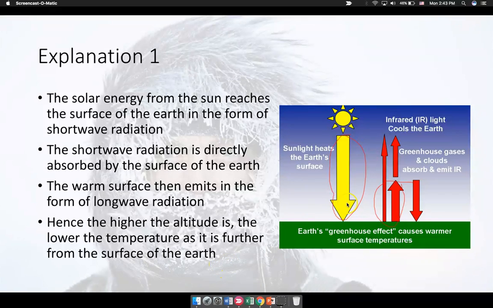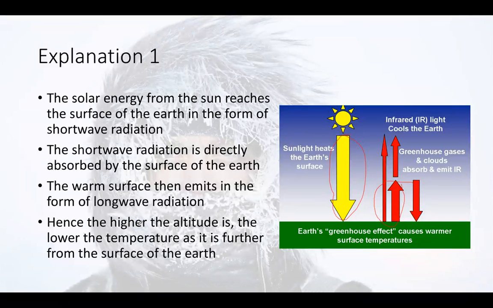And what will happen is the further up you go, the higher the altitude, the lower the temperature, as it is further away from the surface of the earth. So over here, it will be much hotter compared to over here, where it will be much colder. You can see over here, hot. At the top, it will be cold. So the higher the altitude, the lower the temperature, as it's further away from the surface of the earth, which is emitting long-wave radiation.